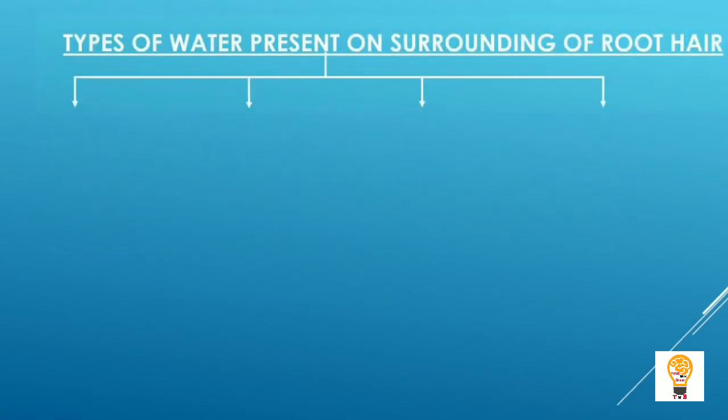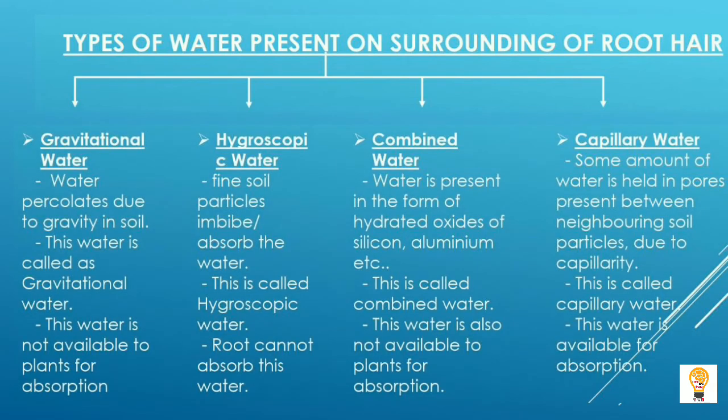Then next is types of water. The types of water present in the surrounding of the root hair. Basically, students, there are 4 types of water present surrounding the root hair. First is gravitational water. Water percolates due to gravity in soil. This water is called gravitational water. This water is not available to plants for absorption. It moves through soil by the force of gravity, so it is not used by the plant for absorption.